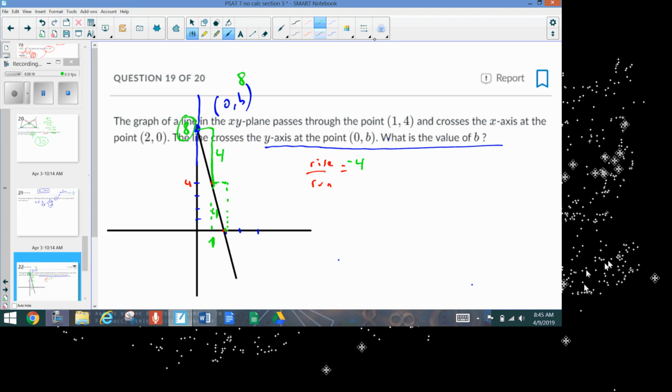Y intercept 8. Without a formula, you can do that. Rise over run. Rise 4 units. Run 1 unit. I think it's 2, correct? The point is 2 here. Rise 4, run 1. So 4 plus another 4, another 8.